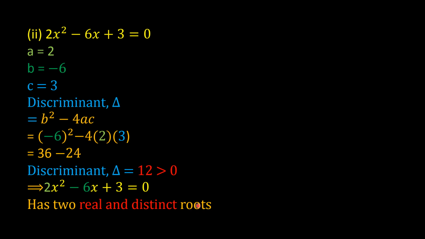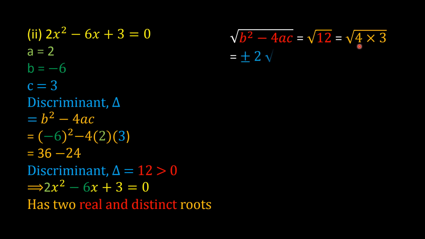Now we will find these roots. We have under root b squared minus 4ac equals under root 12, which will be under root 4 multiplied by 3. Now 4 is a perfect square, so we have under root b squared minus 4ac as plus or minus 2 under root 3.